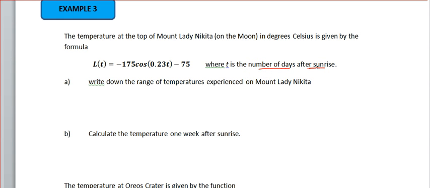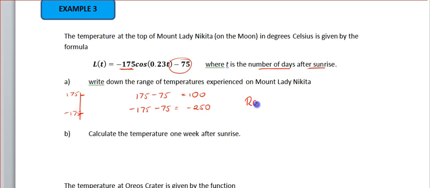Part A, write down the range of temperatures experienced on Mount Lady Nikita. So obviously we're after the minimum and the maximum. Now you could hop onto your calculator and graph this, but it is just a basic use of what you know about the graph and the fact that it has an amplitude of 175. So we know that it's going to go up to 175 and down to negative 175, and then we're subtracting 75 from those figures. So 175 minus 75 gives us 100, and negative 175 minus 75 gives us negative 250. So we know that this graph is going to go from negative 250 up to 100.